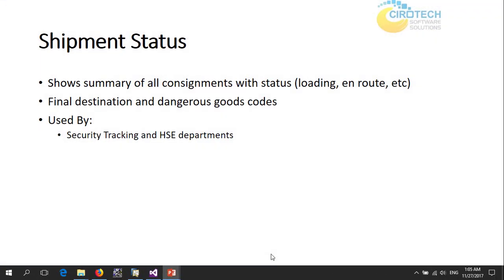The shipment status shows the summary of all consignments with their different statuses, such as en route, loading, delivered, delayed, and any other status messages that can be custom defined by the transportation department.